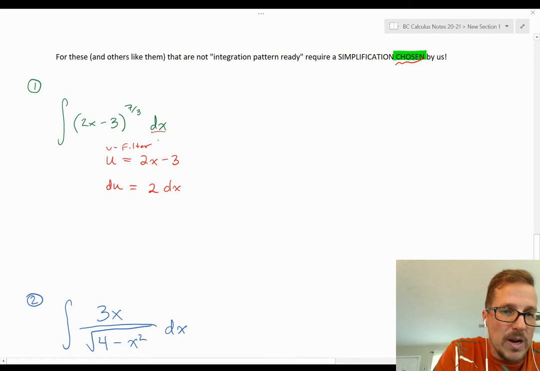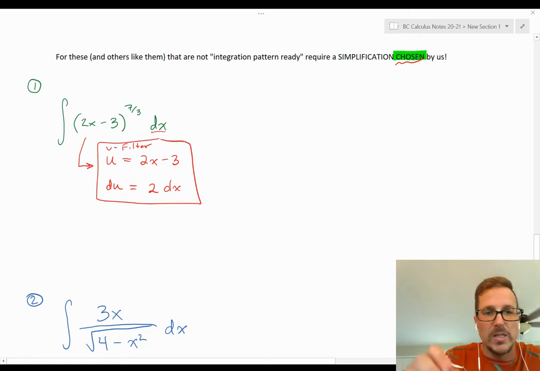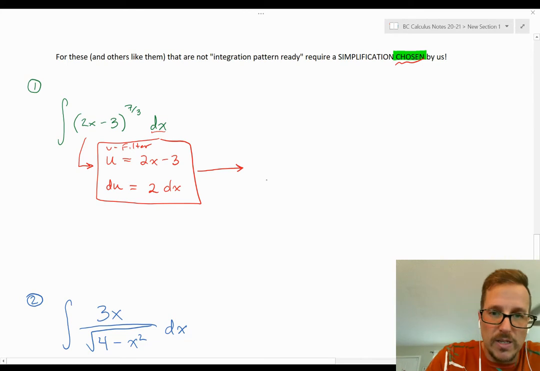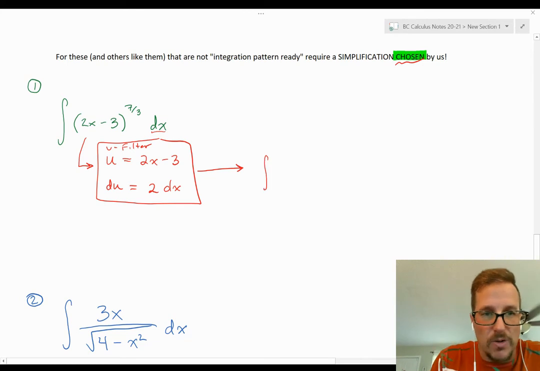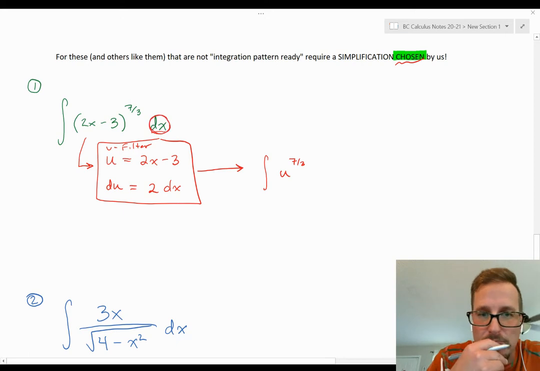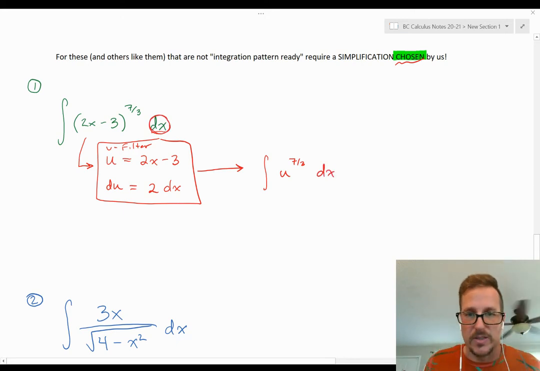Now let's talk about how we're going to do that. So here is the u filter. We want to chuck that integral into the u filter and have it pop out on the other side, all in terms of u. So let's look at that. That's going to be the integral, well, I think it's going to be u to the 7/3, but maybe not, so what happens with the dx? Now, I certainly can't just write the integral of u to the 7/3 dx.